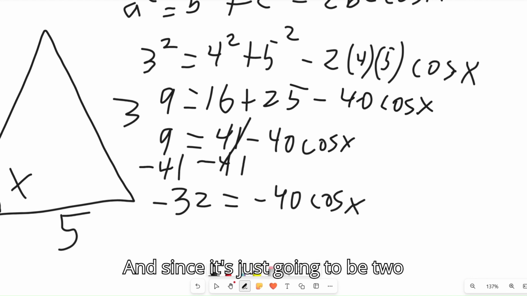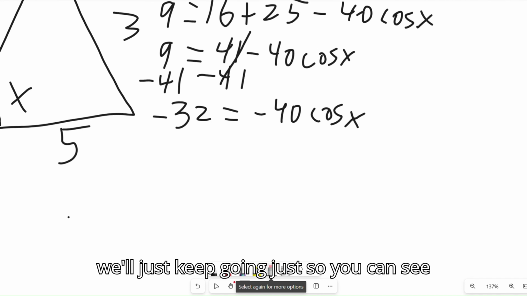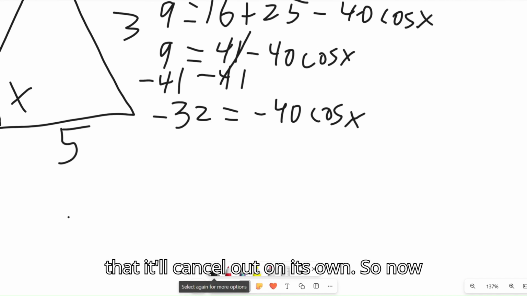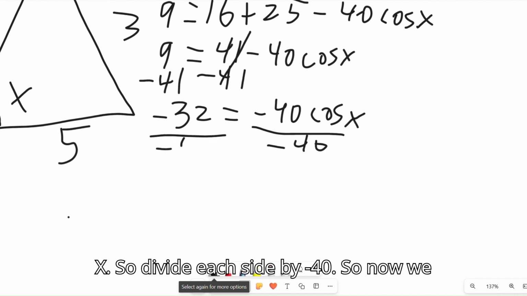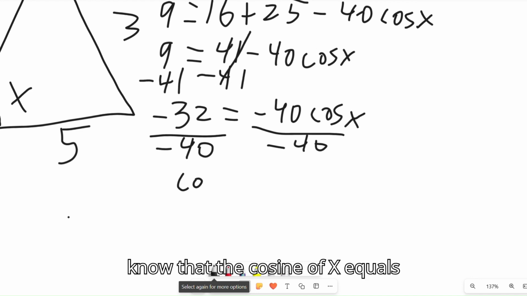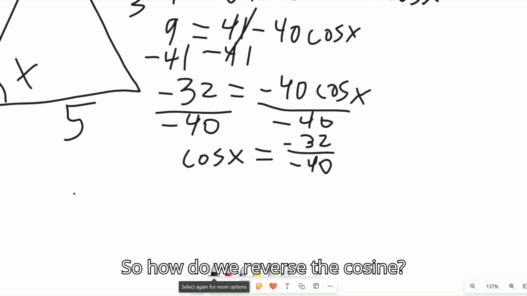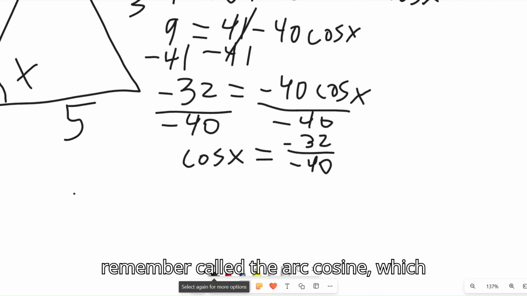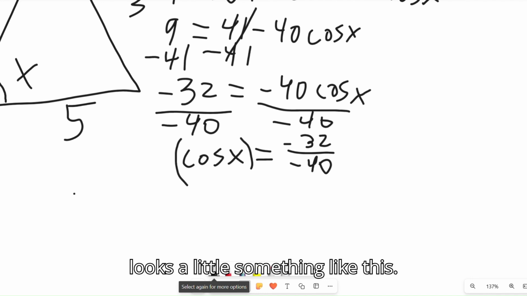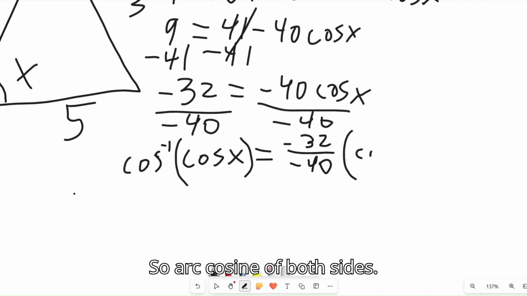And since it's just going to be two negatives here, I can already tell you they're going to cancel out, but we'll keep going just so you can see that it will cancel out on its own. So now we divide each side by negative 40 so that we can isolate the cosine of x. So now we know that the cosine of x equals negative 32 over negative 40. So how do you reverse the cosine? Well, there's a thing you might remember called the arc cosine, which looks a little something like this. So, arc cosine both sides.